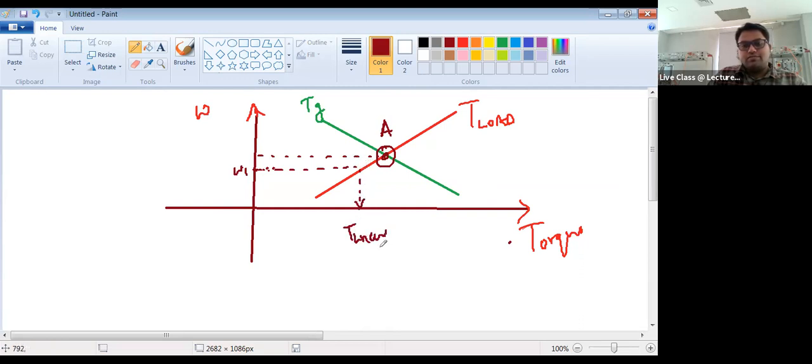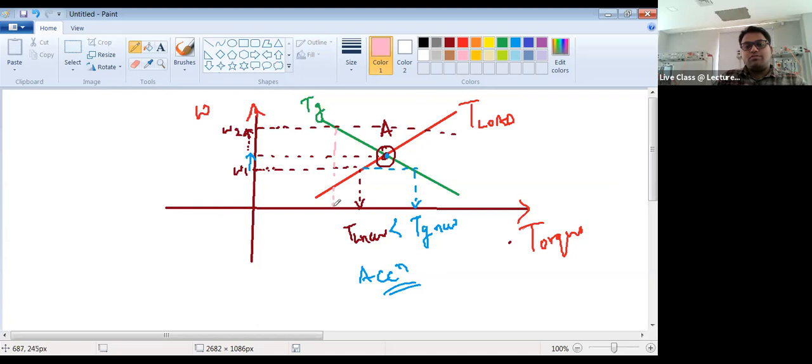This is the TL new, right? And what is the new value for TG? This is the TG new. So which one is greater? TG new is greater. So what will happen? Acceleration. So the speed will bounce back to its original equilibrium point, that is point A. And similarly, if we have some voltage issues and the voltage is shooting up, then the speed will rise up, say omega 2.